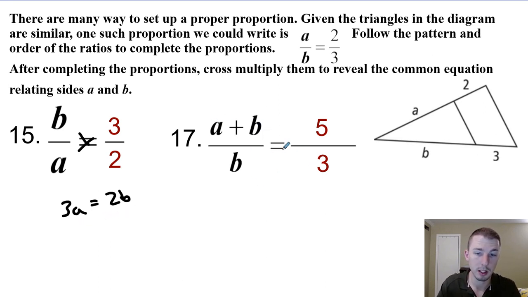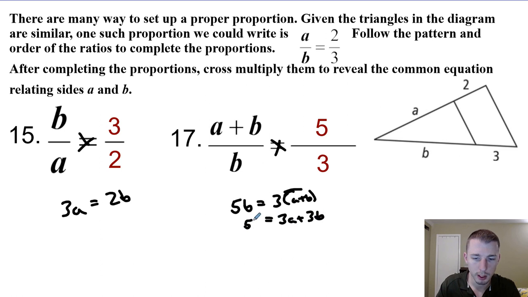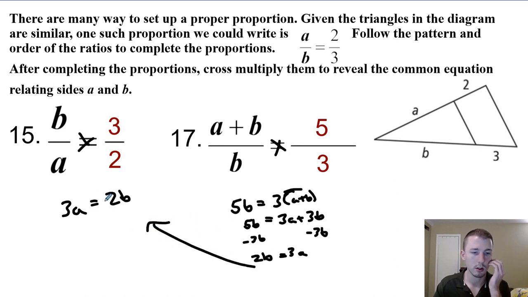If I do the same thing here and cross multiply, I'm going to get 5b is equal to 3 times (a + b). Whenever I distribute that through, I'm going to get 3a + 3b is equal to 5b. But then it's kind of cool, because if I subtract the 3b from both sides, I'm going to end up with 2b is equal to 3a, which is exactly the same thing that I got over here, right? 3a is equal to 2b, 2b equals 3a. So regardless of how we set up these proportions, we're going to get the same relationship between the values.